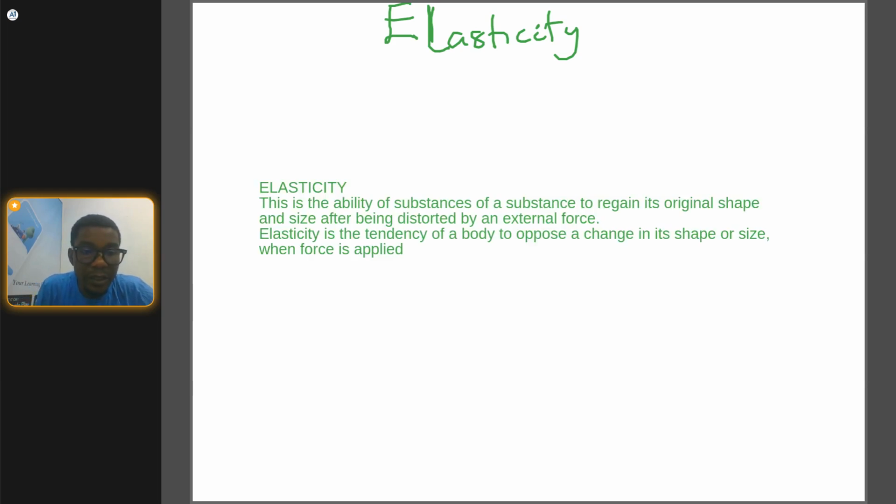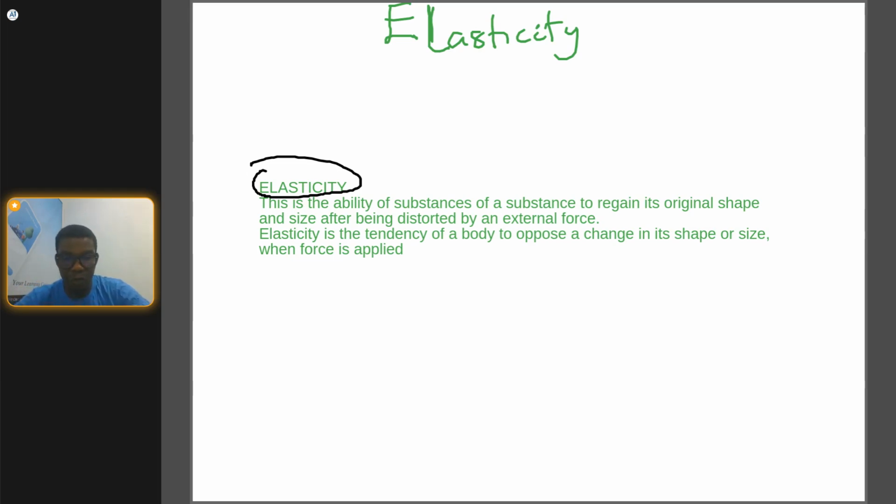Okay, so this is the definition of elasticity. Elasticity is the ability of a substance to regain its original shape and size after being distorted by an external force. Like the spring I showed you the other time, there was a force hanging upon the spring, and that is the weight that was added at the end of the spring.